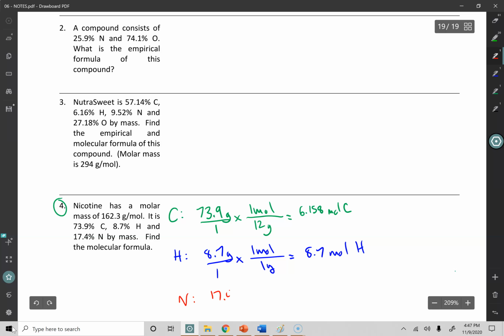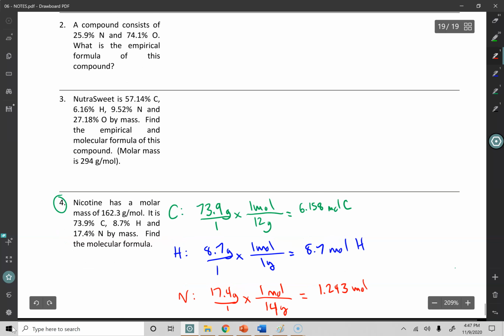And finally, we've got nitrogen. It's 17.4% by mass, so we'll convert that into grams by assuming 100 grams. 1 mole of nitrogen atoms would have a mass of 14 grams. But nitrogen is diatomic, we just talked about it. We're talking about nitrogen atoms in this case, not nitrogen molecules. Leave it just as 14. So 17.4 divided by 14 gives us 1.24 moles nitrogen.